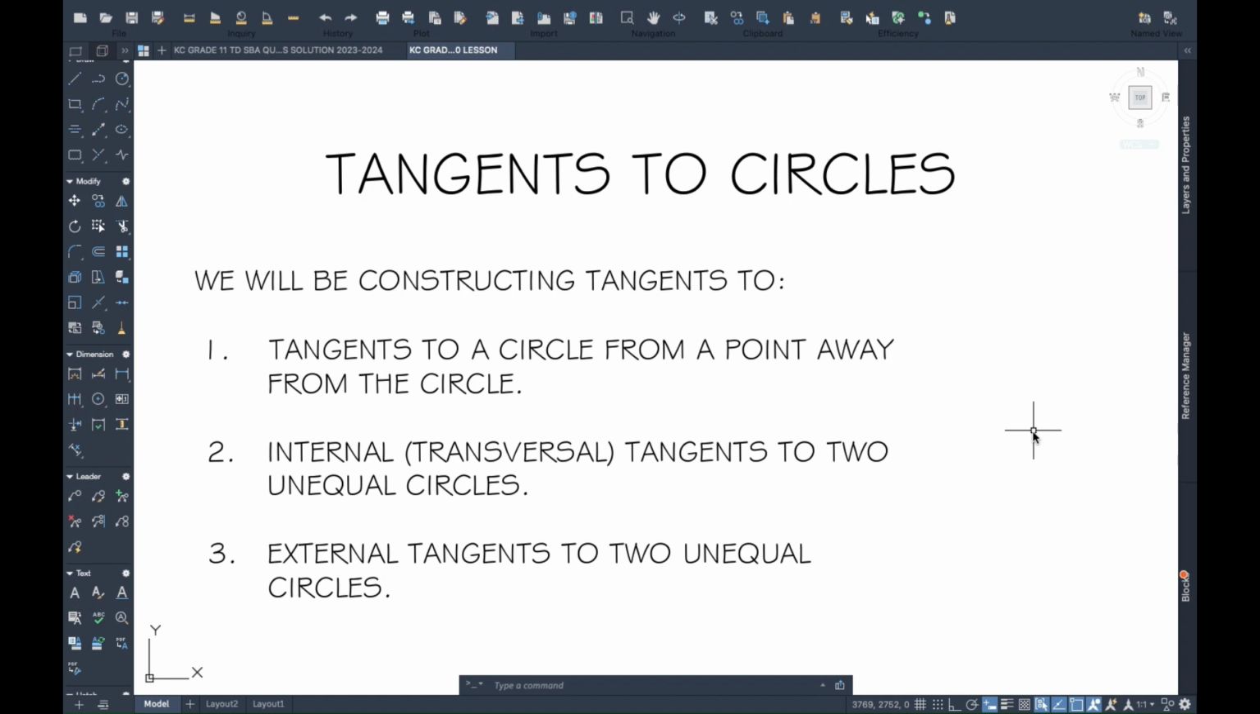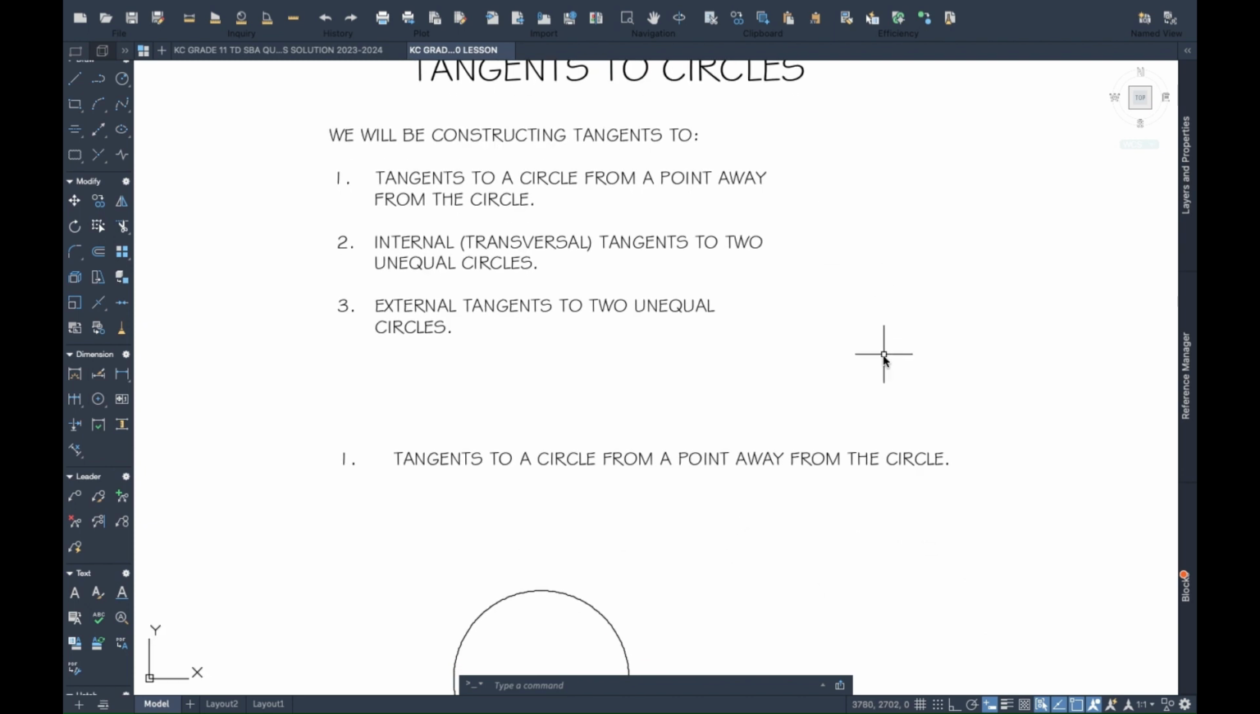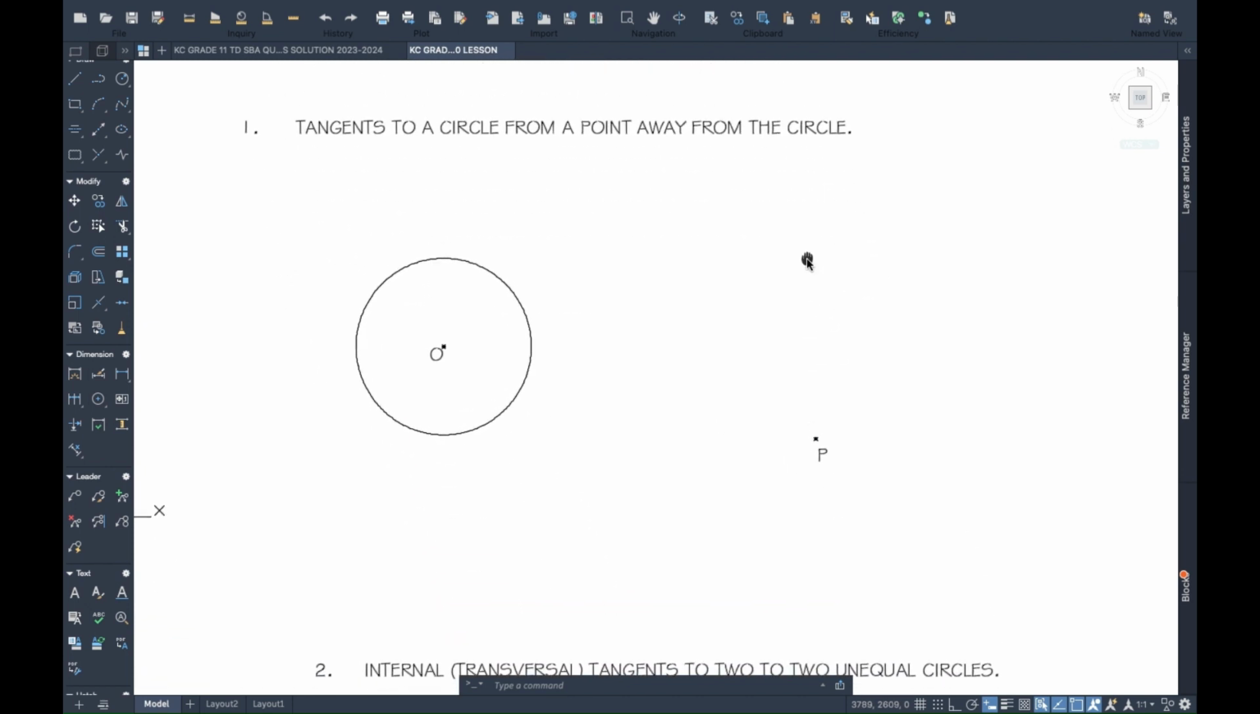We'll be constructing tangents to a circle from a point away from that circle. Two, we'll be constructing internal, or referred to as transversal, tangents to two unequal circles. And finally, we'll be constructing external tangents to two unequal circles. Alright, so we're going to be starting with the first one, tangents to a circle from a point that is away from the circle. Alright, so here we are.